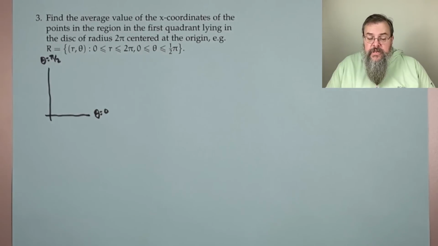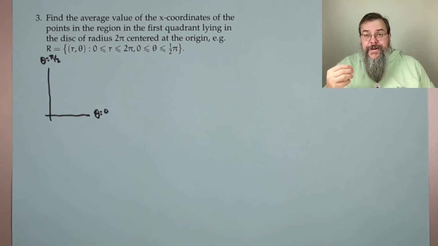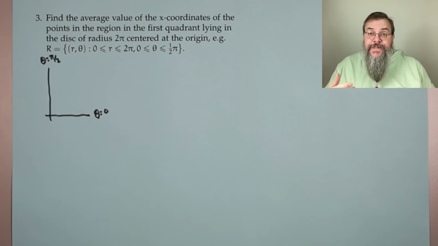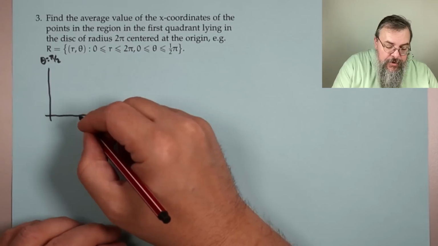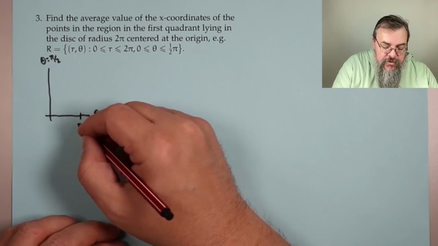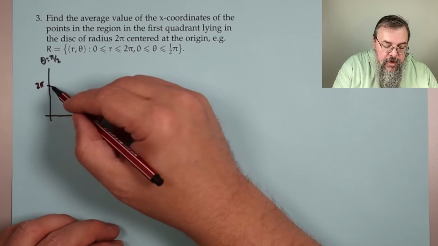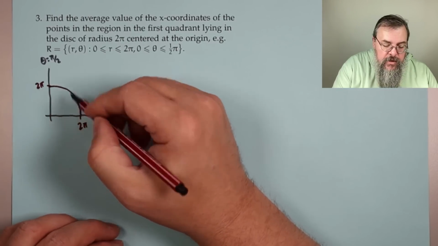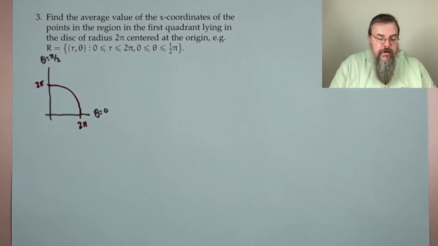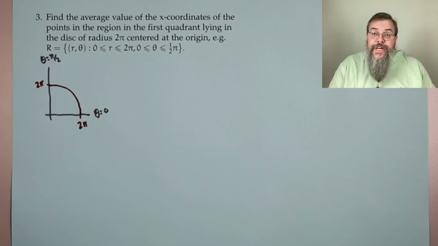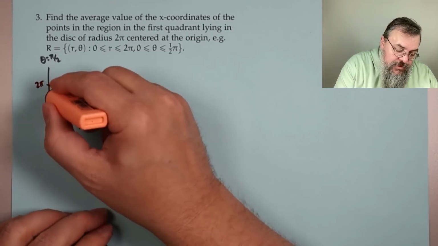And our region is a part of the disk, or a disk is just a fun way to say a filled-in circle. And we're going out to a kind of a curious radius, 2 pi. That's all right. We are okay with that. So we have our region, and I should shade it since it is a two-dimensional region.